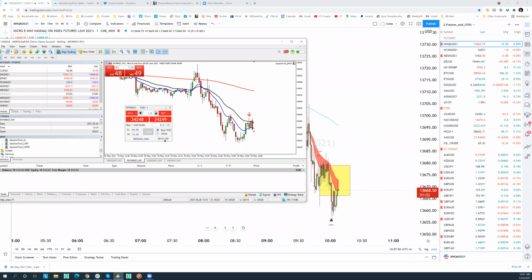So I'm watching NAS here. Still kind of struggling, trying to see if you can build up a trend sell signal, but not so far.